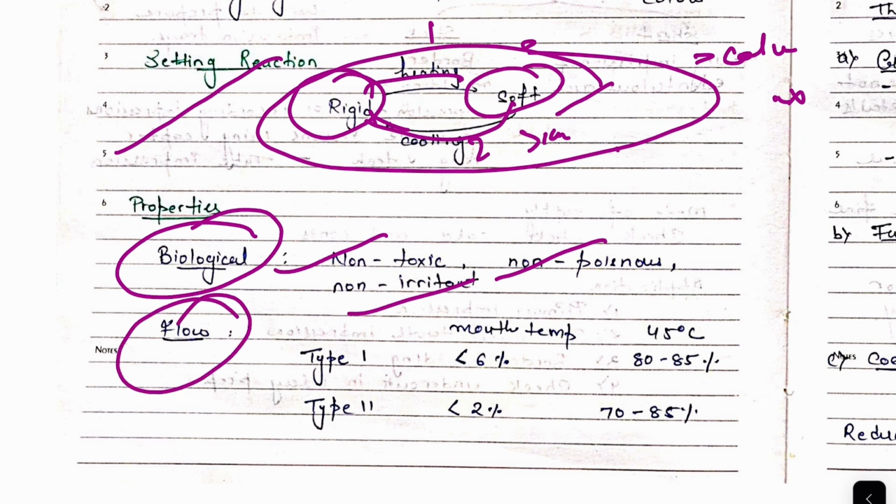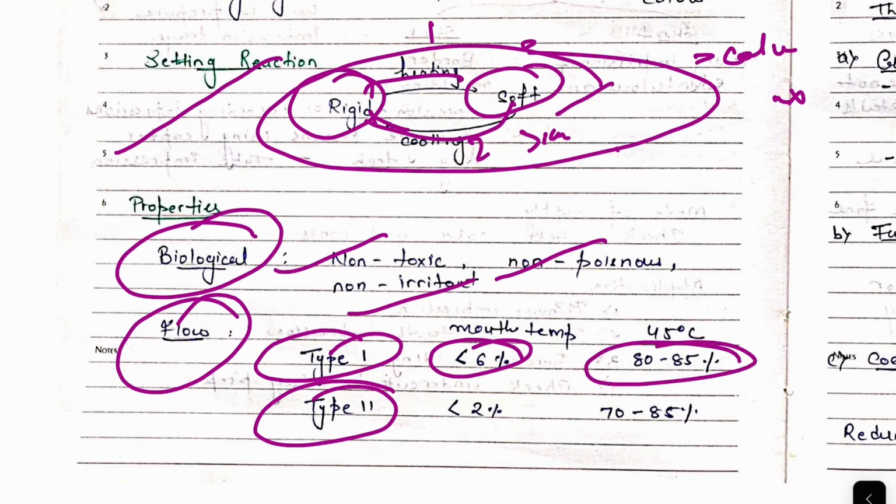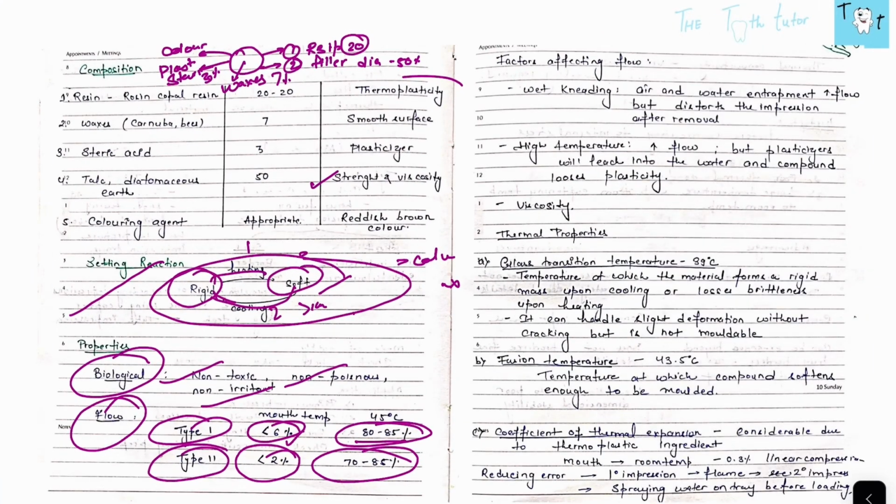Second is the flow. So, we have two types. Remember, type 1 and type 2. So, the type 1 has a higher flow in mouth temperature, right, and at 45 degrees. So, this has a flow of 6% at mouth temperature and 80 to 85% at 45 degrees. And the type 2 one, it is the harder one, okay, so it has a flow of 2% at mouth temperature and a flow of 70 to 85% at 45 degrees, right?